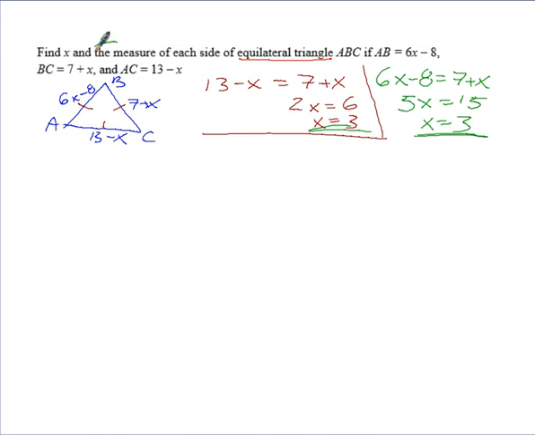But remember, we need to figure out the measure of each side, so we need to substitute that 3 back into the equation. Again, the nice thing is we really only need to do it once, because once we solve for one of these, we have solved for all 3 of them. So I'm going to do this one because it's the easiest. 7 plus 3 is equal to 10. Therefore, all 3 sides should equal 10.